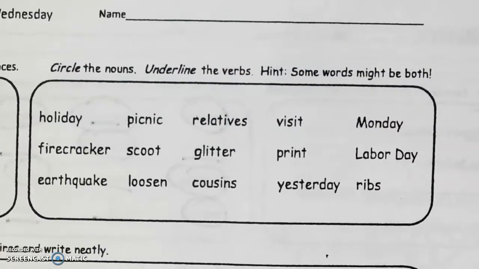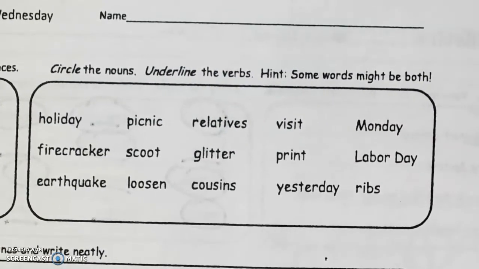Over here, we're going to circle the nouns and underline the verbs. Nouns are people, places, things, and ideas. Verbs are action words. Okay? Action words.